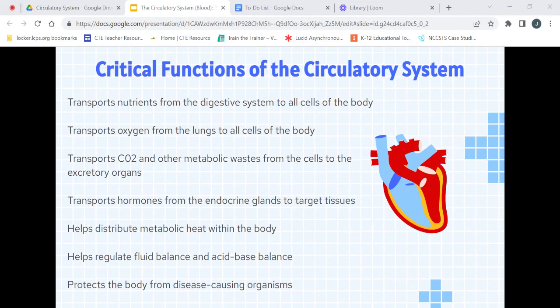The circulatory system also helps regulate the acid-base balance in the body. The normal pH of blood is slightly alkaline at 7.35 to 7.45. pH is a measure of acidity or alkalinity of a solution.